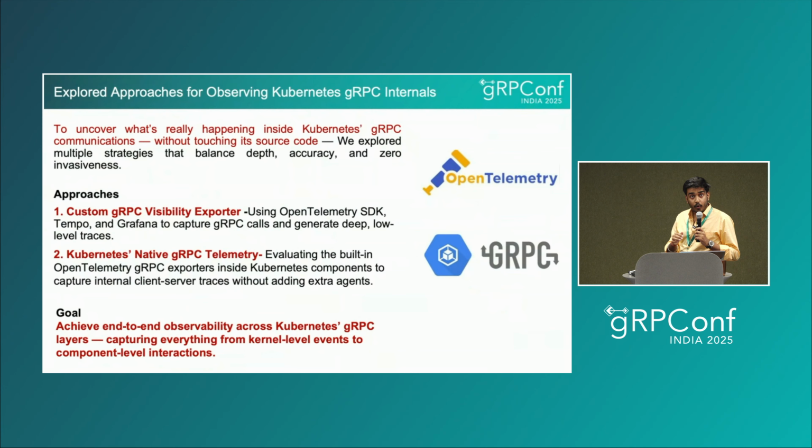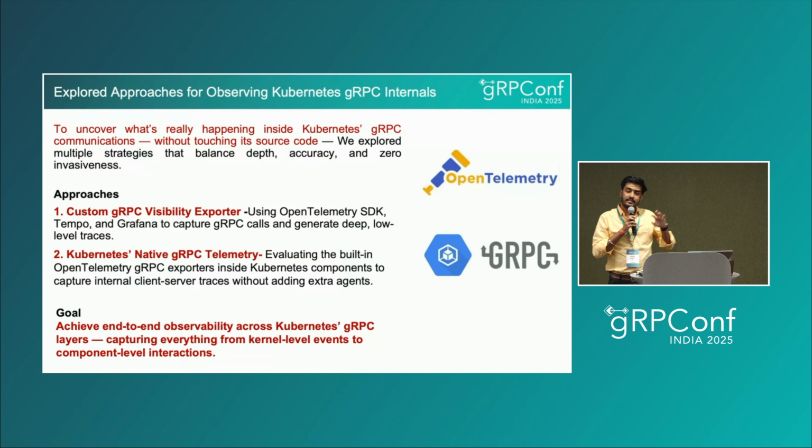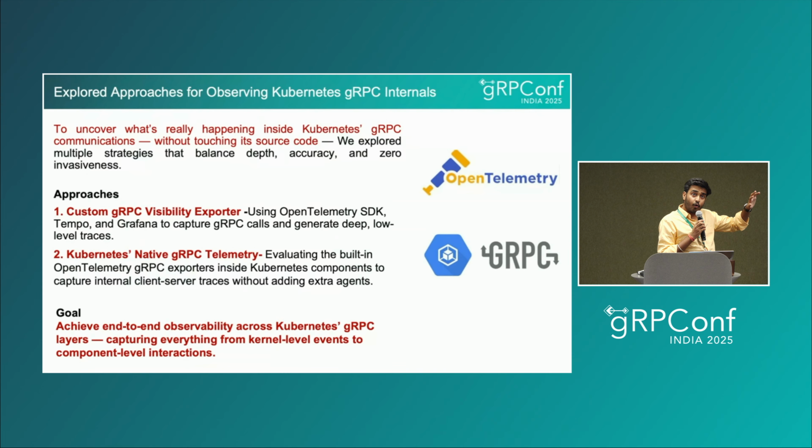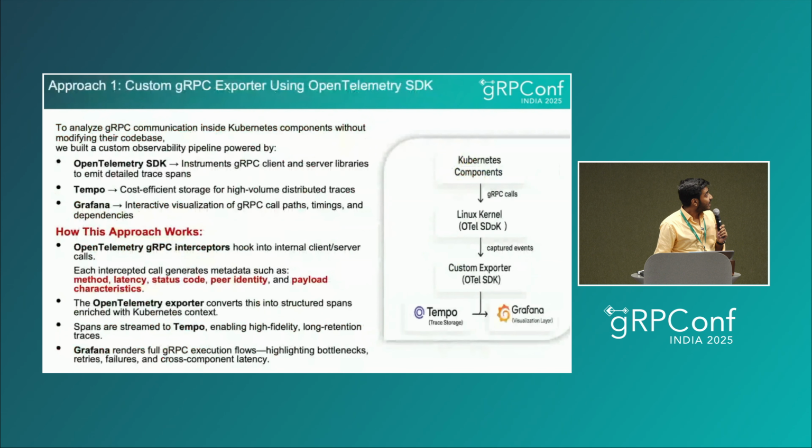In the second approach, we are using the Kubernetes built-in native gRPC telemetry instead of using an external agent to intercept these gRPC calls. We'll be enabling certain flags inside Kubernetes while setting up the cluster, and then these calls will be intercepted directly by Kubernetes. So the end goal is the same: we need to achieve end-to-end observability across the Kubernetes gRPC layers internally. So let's start diving deep into each of these approaches. The first approach uses the OpenTelemetry SDK to intercept these gRPC calls.